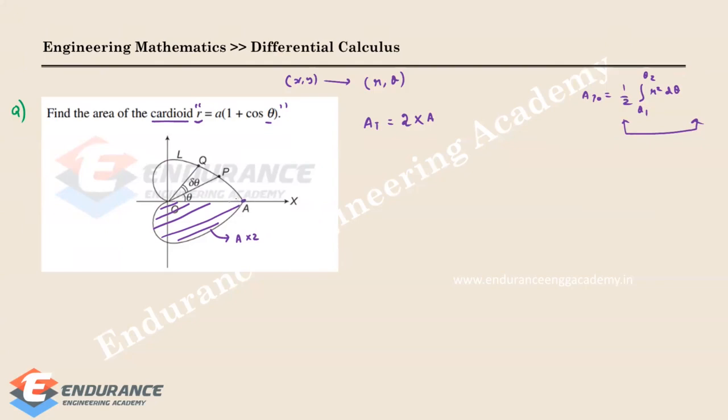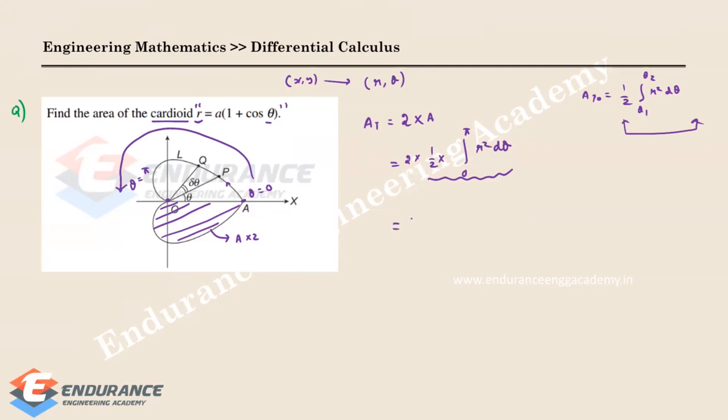If I start from here, theta equal to 0 degrees, and keep moving until I reach this point, theta will be pi. So I'm just rotating by 180 degrees, and the angle is simply pi. Now I know the angle. So 2 times 1/2 into the integral from 0 to pi of r square d theta. This is the area for only half of the cardioid.